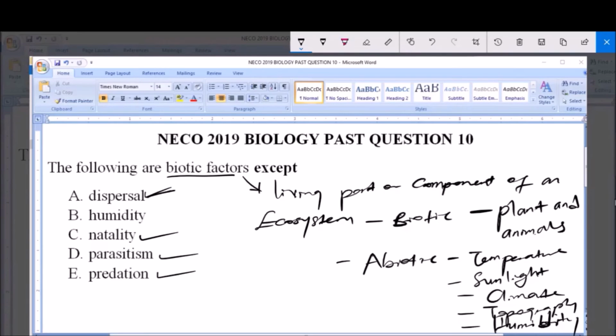But humidity here is an abiotic factor because it's not a living component. All the others are associated with the living components, but humidity is not associated with a living component. It's a non-living component of the ecosystem. Therefore, it is the answer to this question, because the question says biotic factors except. So the answer is humidity.